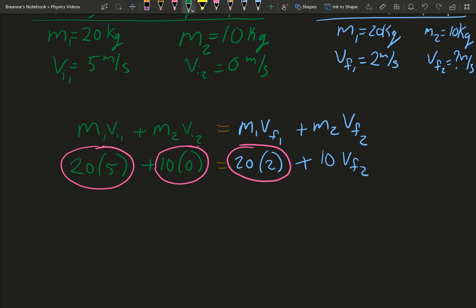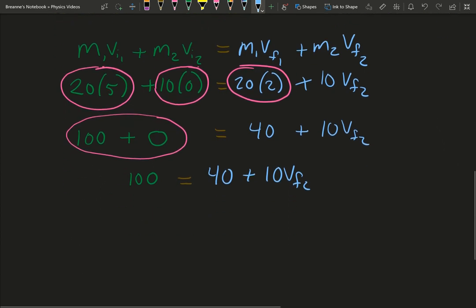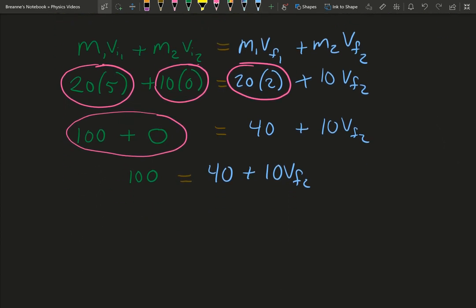So 20 times 5 gives you 100, plus 10 times 0 gives you 0, equals 20 times 2 gives you 40, plus, and then this has to stay like this because it cannot simplify. Now you can simplify again. 100 plus 0 is just 100. So 100 equals 40 plus 10 times your VF. You cannot simplify that side, the reason is because of that VF.